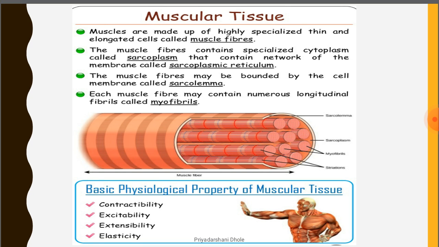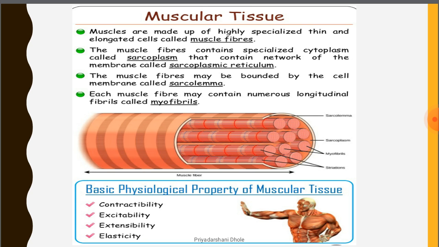They are made up of highly specialized, thin and elongated cells called muscle fibers. The muscle fibers contain specialized cytoplasm called sarcoplasm that contains a network of membrane called sarcoplasmic reticulum. The muscle fibers may be bounded by the cell membrane called sarcolemma. You can see in this diagram the outer covering called sarcolemma, and it consists of a number of fibers called muscle fibers. Each muscle fiber may contain numerous longitudinal fibrils called myofibrils.